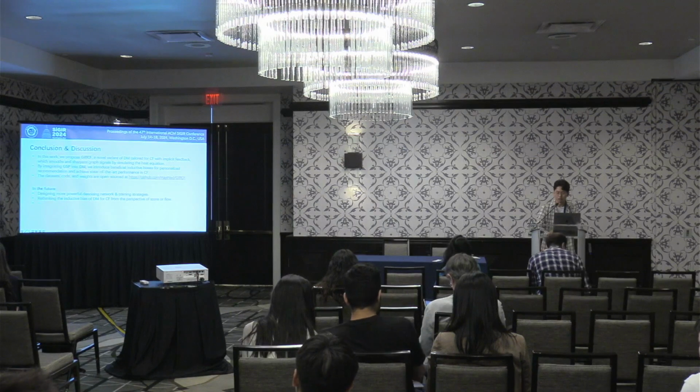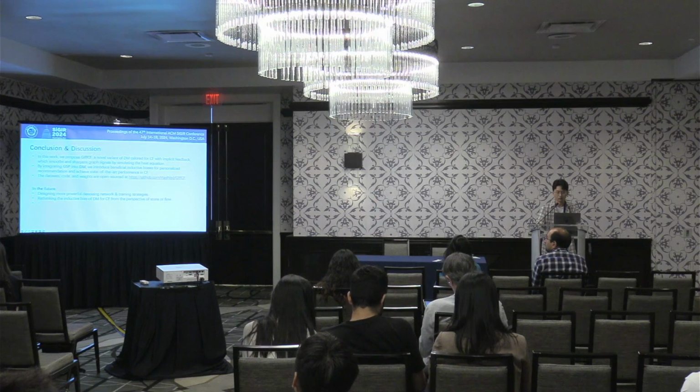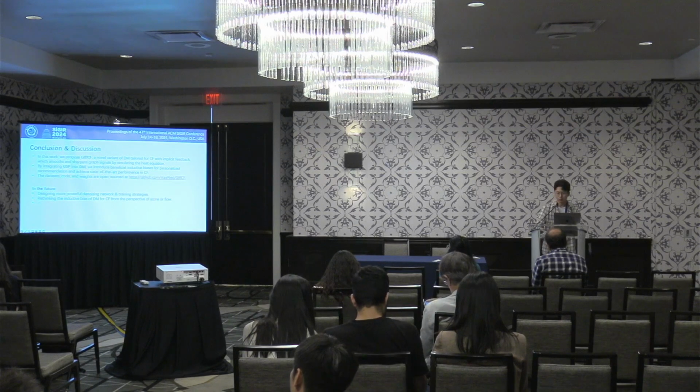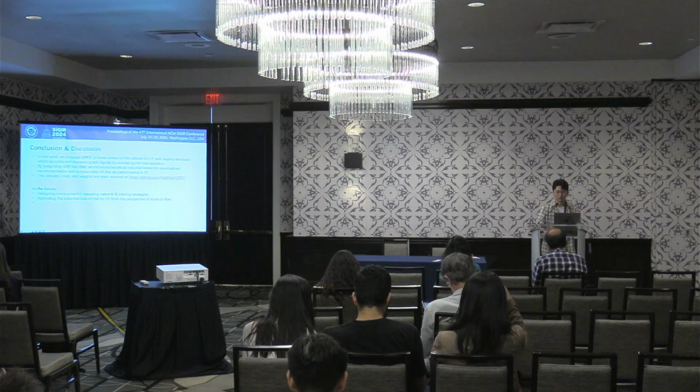In the future, one may consider designing more powerful denoising networks or training strategies to accelerate convergence or enhance performance. Or on the theoretical side, it will be interesting to rethink the inductive bias of diffusion model for collaborative filtering from the perspective of score or flow-based models. I hope this work could inspire more researchers to think beyond the boundaries of conventional image diffusion models and design task-specific diffusion models with general corruption manners. By that means, we can truly unleash the potential of diffusion model in information retrieval.